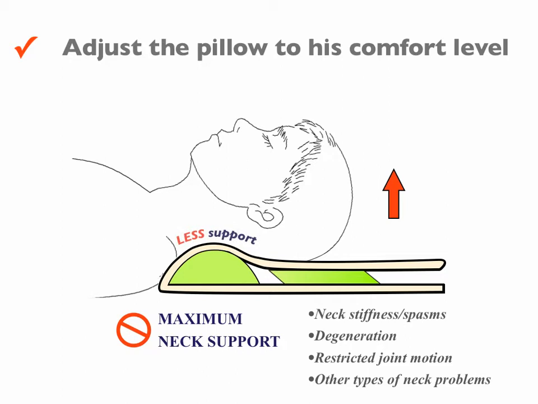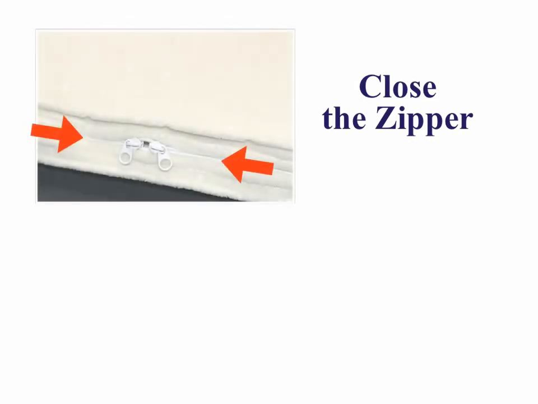In this situation, we can schedule 2 to 3 follow-up appointments to help him slowly maximize his neck function. We'll discuss follow-up appointments towards the end of the video. When we are finished adjusting John's functional pillow, we'll close the pillow and zip the cover.